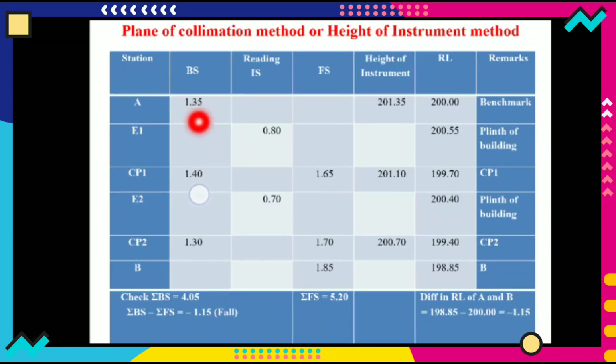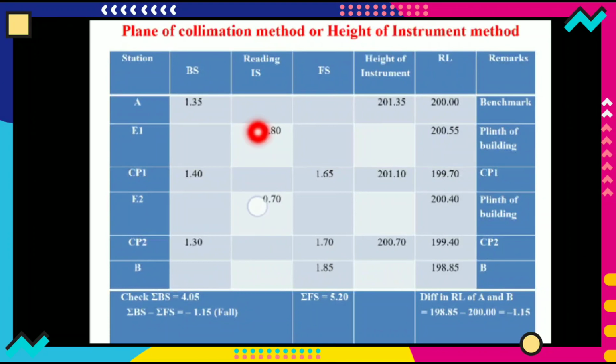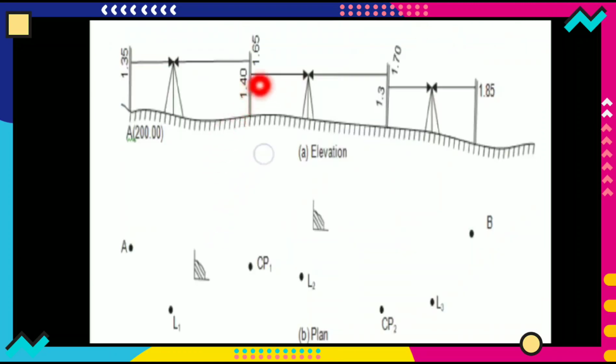So the first reading after setup of the instrument is 1.35, that is a backsight. After that I have taken a reading of 0.8 at point E1, which is at this location. That will come in intermediate sight. After that, the last reading from this setup is 1.65, that is the foresight, 1.65 FS. After this reading we shift the instrument from this point to this point, and again we take a reading on the same point.